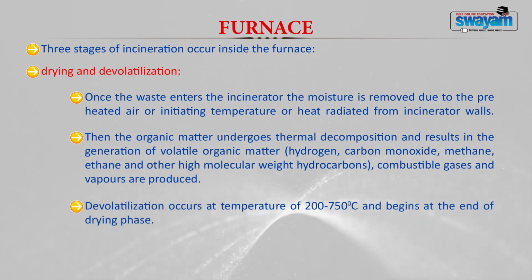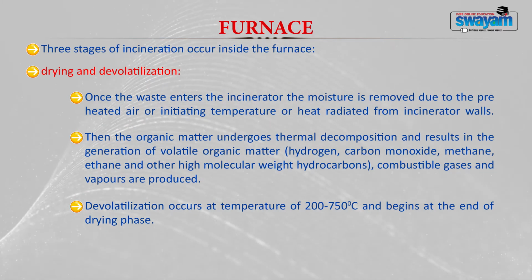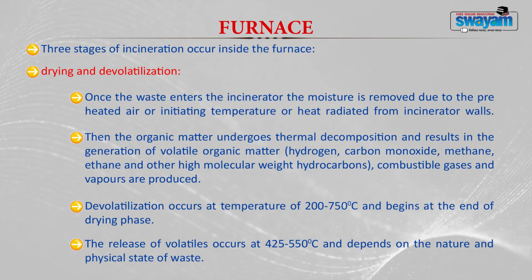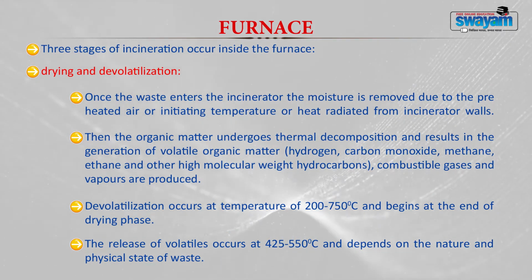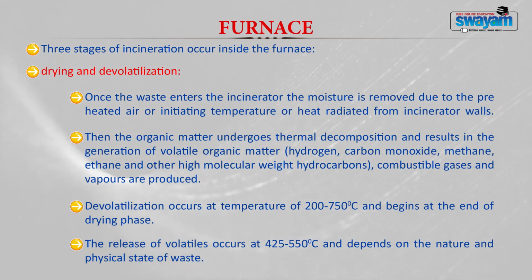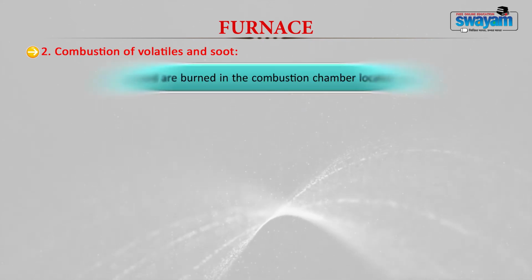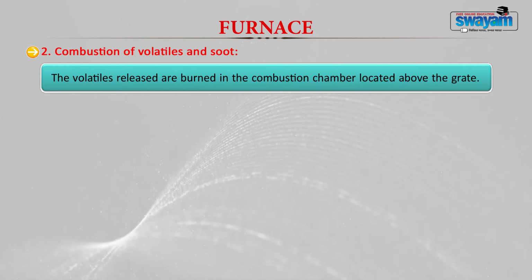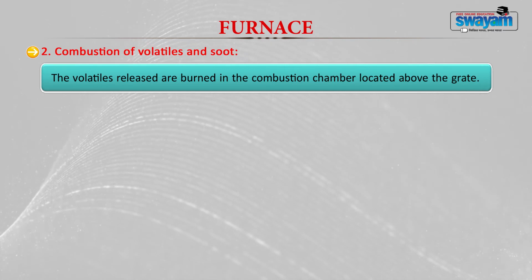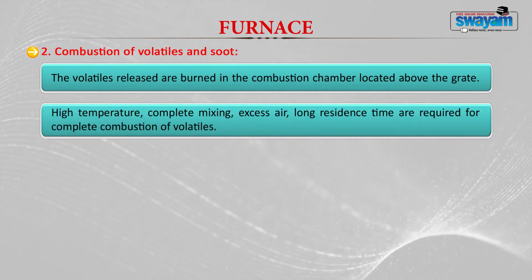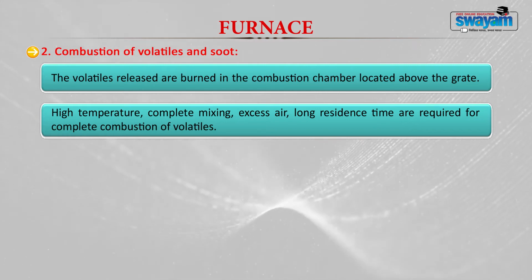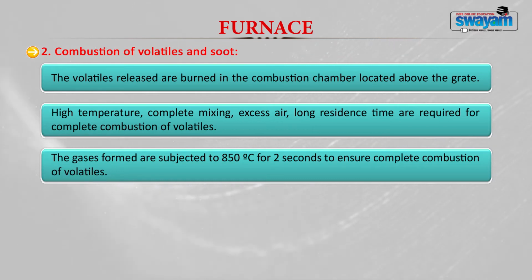Devolatilization occurs at a temperature of 200 to 750 degrees Celsius, and it actually begins at the end of the drying phase. The release of volatiles generally occurs at 425 to 550 degrees Celsius, depending on the nature and physical state of the waste. The second stage is the combustion of volatiles and the soot generated during drying and devolatilization. The volatiles released during the first stage are burnt in the combustion chamber located above the grate. High temperature, complete mixing, long residence time and excess air are generally required for complete combustion of these volatiles, and the gases are subjected to 850 degrees Celsius for 2 seconds to ensure complete combustion.